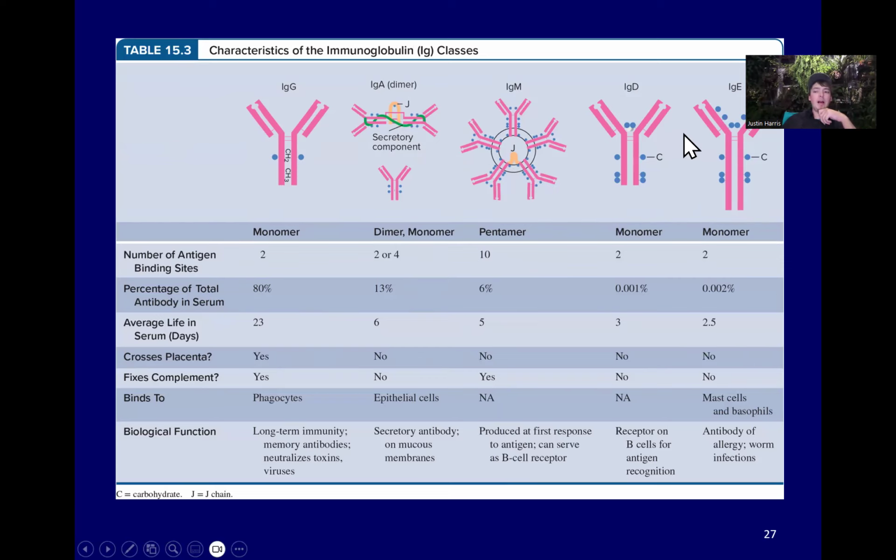And then IgE is important with allergens, so it is important in your allergy response and also your response to pathogens. You have IgA, which is a dimer, and this is an antibody that is specifically secreted out in your mucous membranes. So you can think about IgA in your nose and your mucus there, and in your gut, for instance, would be another place that you would find IgA, to help with that line of defense.